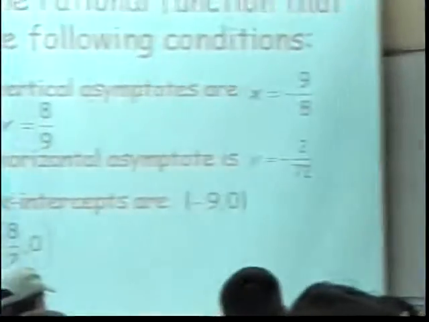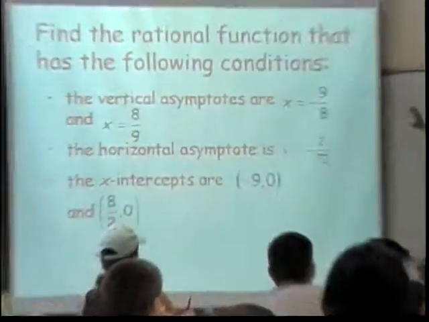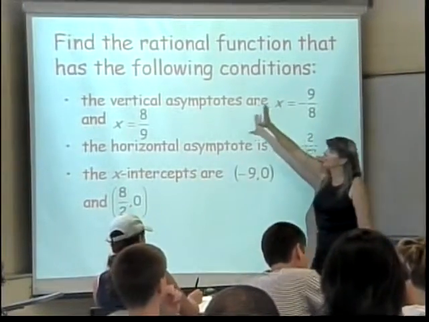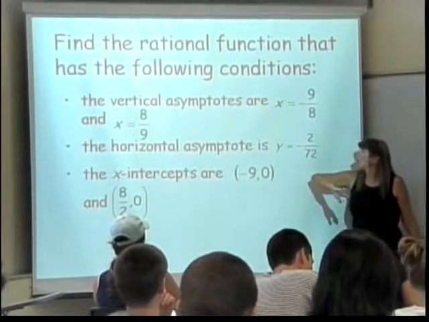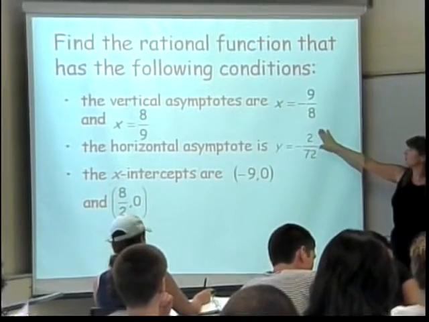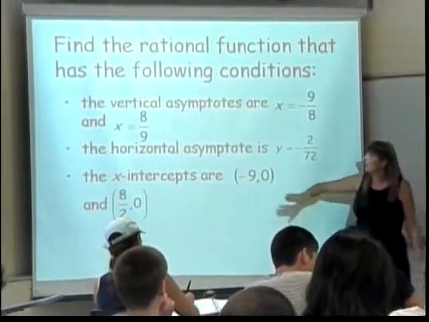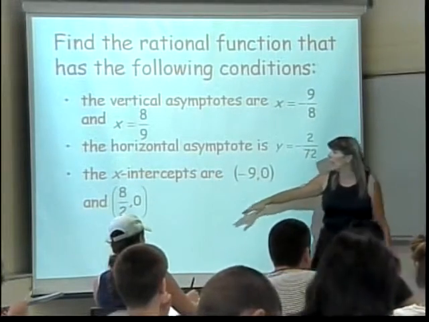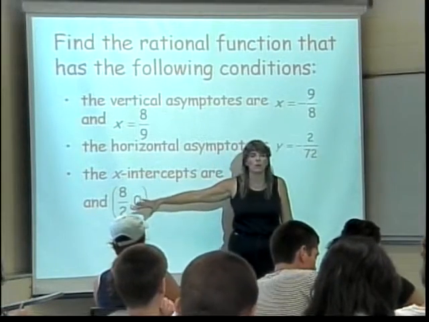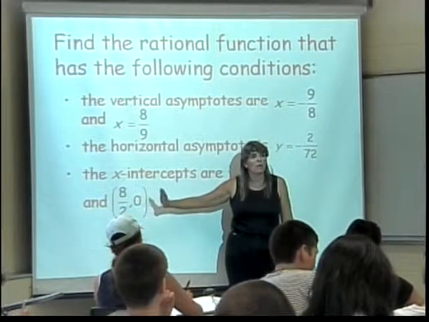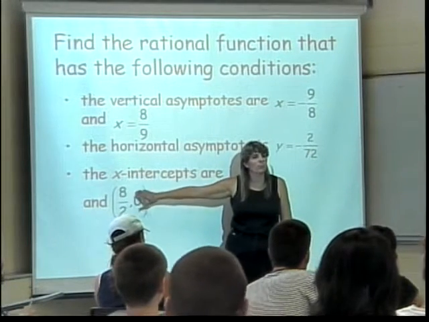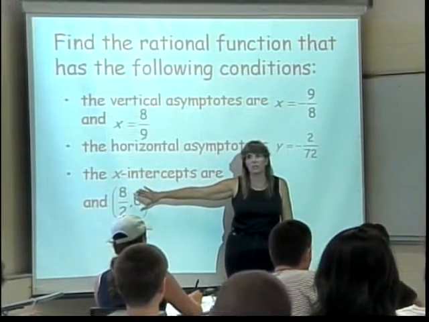Criteria. Vertical asymptotes are x equals negative 9/8 and x equals 8/9. Horizontal asymptote is y equals negative 2/72. And the x-intercepts are negative 9, 0, and 8/2, 0. Yes, I know that's 4, but the computer didn't simplify it for a reason. It makes life easier if we don't.